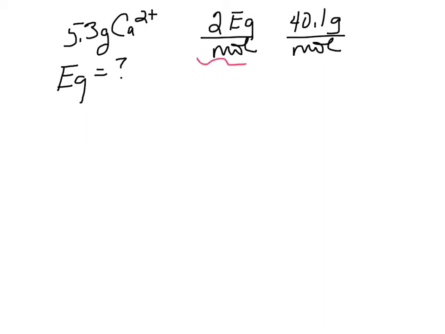The big thing is that I have to figure out what the equivalent is per mole, and that's going to be based on the charge. So it's 2 plus, so it's 2 equivalents per mole. If it was a 2 minus charged anion, it would also be 2 equivalents per mole.